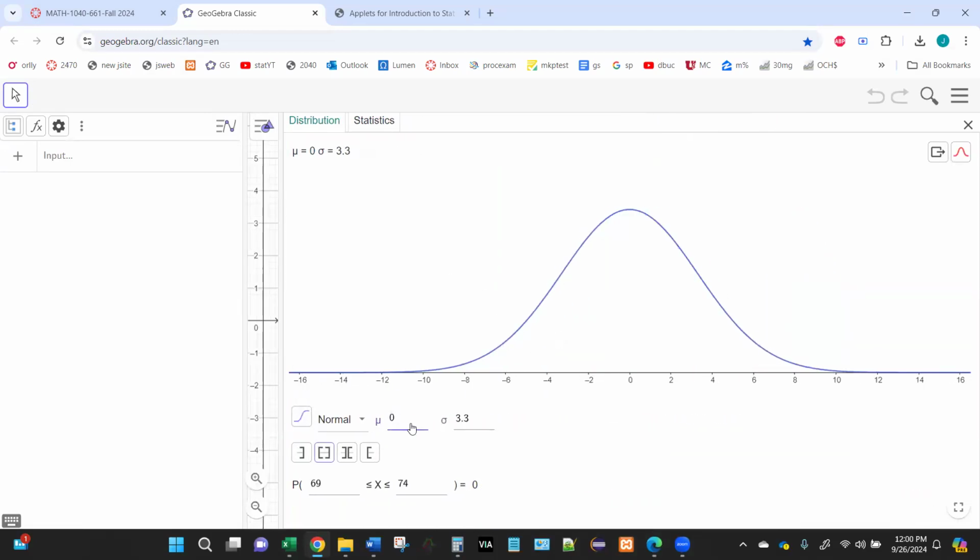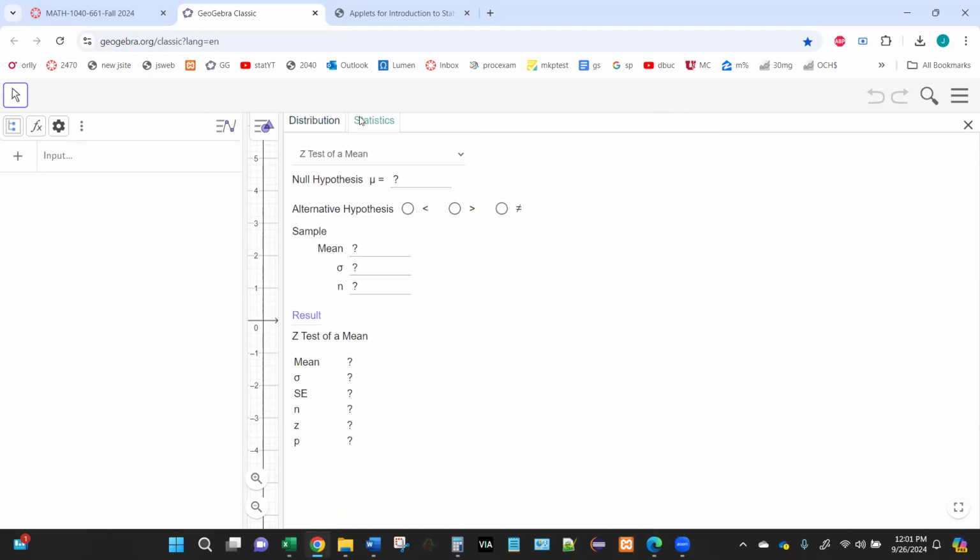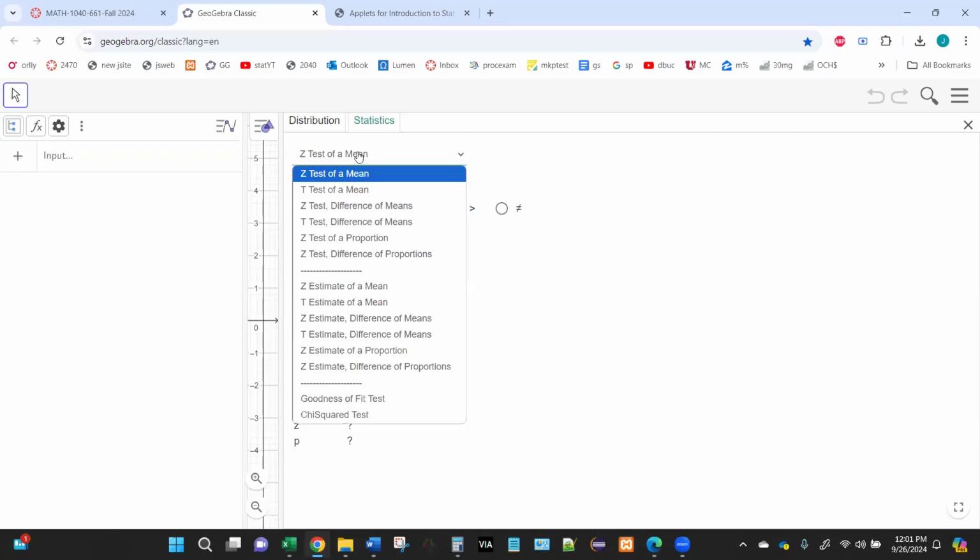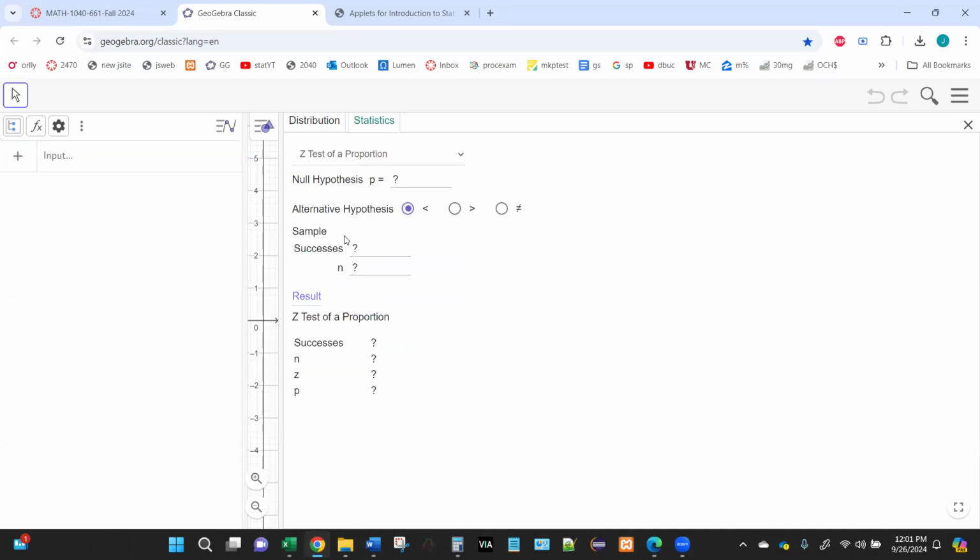then put in the mean and the standard deviation. Sorry, what am I doing? We need the statistics panel. My apologies. Okay, so stats panel. Then we have to select the correct inference procedure. So it's a process of elimination. We know we're not doing a confidence interval here, so we're doing a test. Test for what? Well, it's a z-test of a proportion.